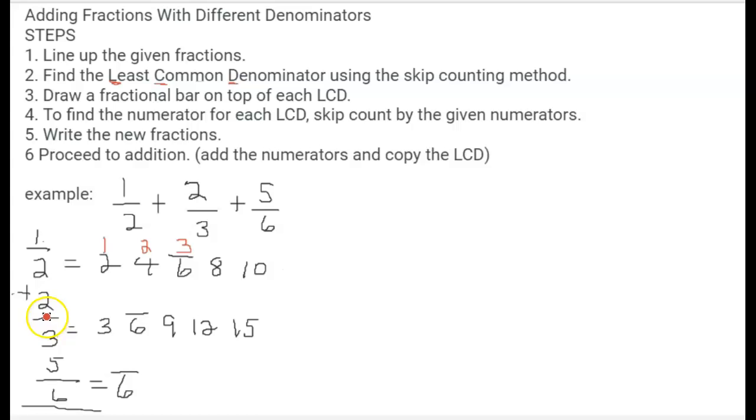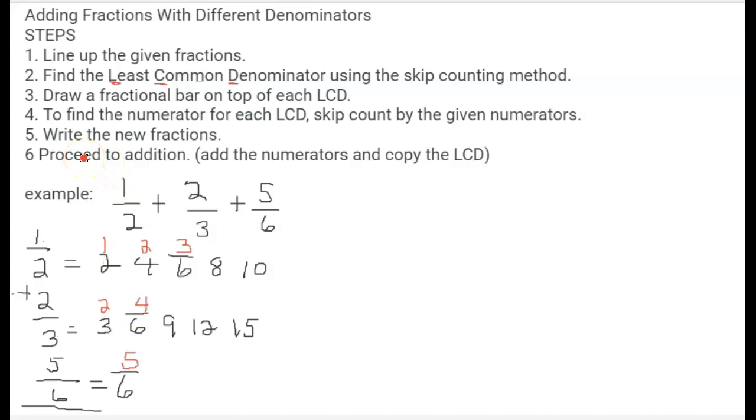So my numerator here is a 2. I'm going to skip count by 2. My first number is a 2. My second number is a 4. And I have to stop here because of the fractional bar or the stop sign. My numerator here is a 5. So I'm going to skip count by 5 starting from 5. And I have to stop here.